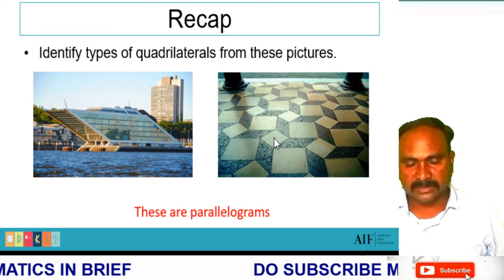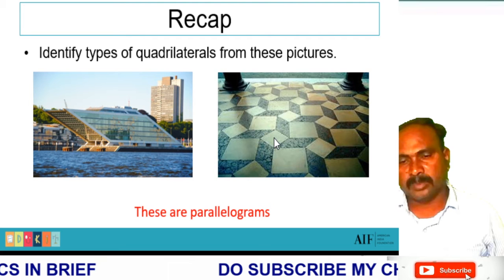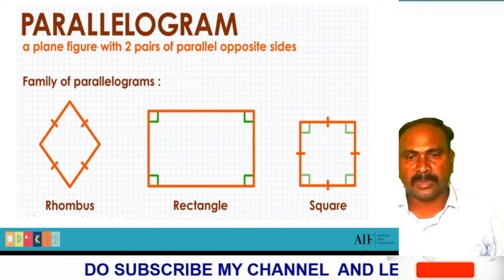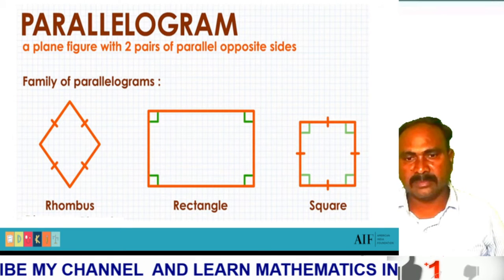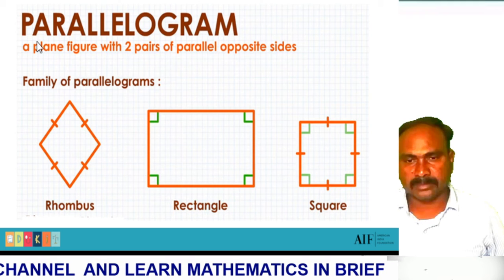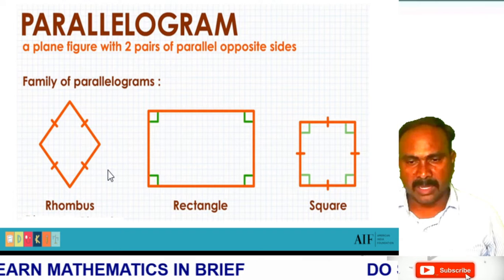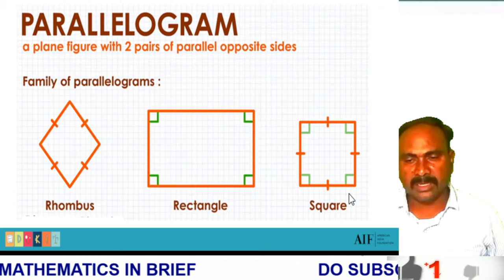These are parallelograms. A plane figure with two pairs of parallel opposite sides is called a parallelogram. Family of parallelogram: rhombus, rectangle, square.